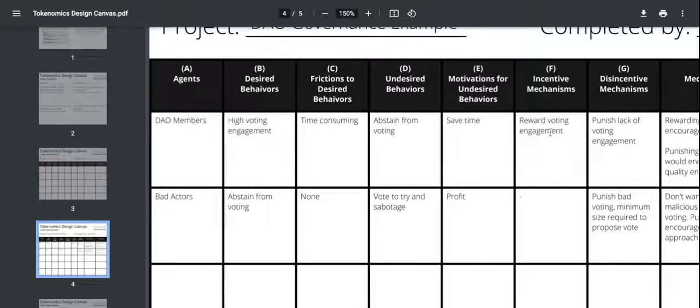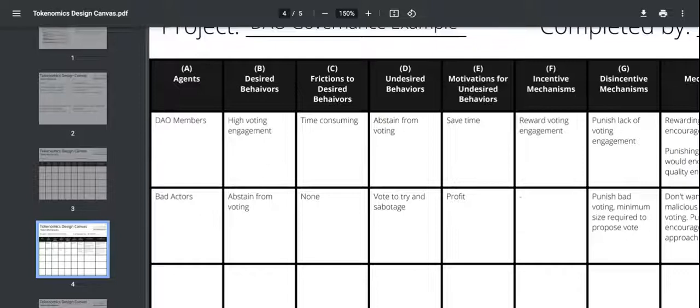And in this case, we're just thinking through this, we're brainstorming, right? It's not important to be perfect. It's important to just get concepts on the paper. And so we could think about rewarding voting engagement, right? Haven't thought through exactly how that works or looks like, but we don't need to do that yet. We could reward voting engagement. In terms of disincentives, we could also consider punishing a lack of voting engagement.